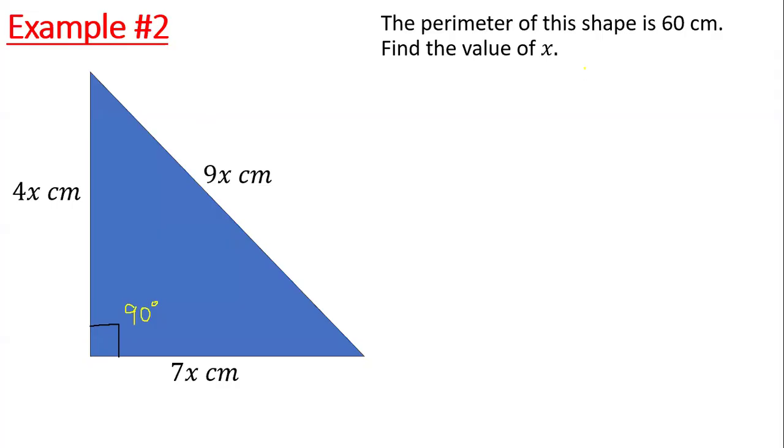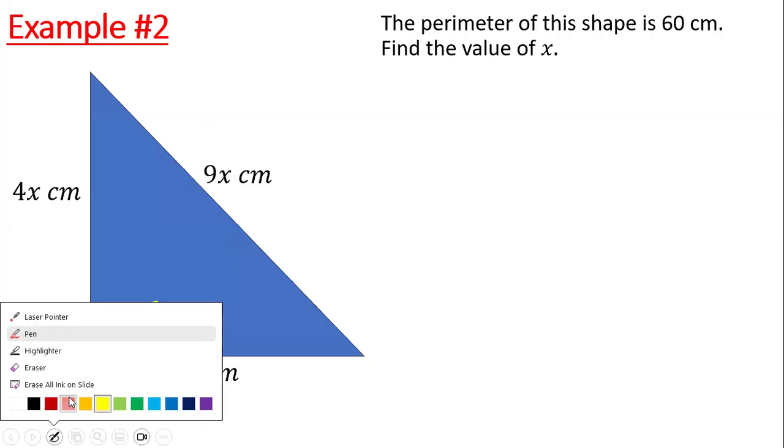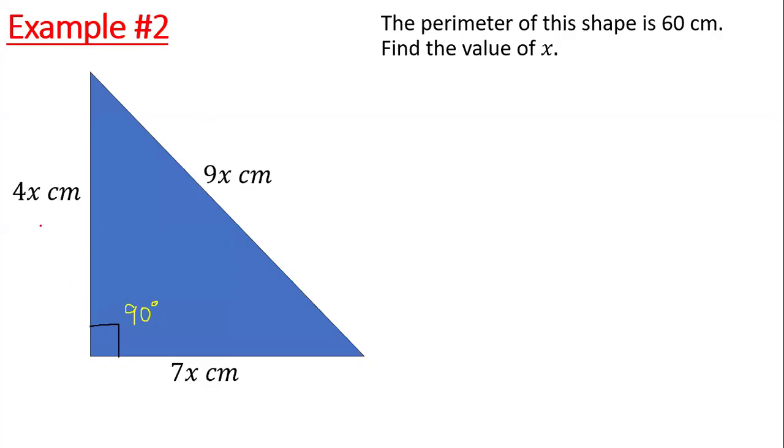Remember how we did it in the other questions, right? We have to basically find the perimeter of this. So we're gonna start with 4x. So 4x plus what? Plus 9x. What's the next one I'm gonna put? Plus 7x.